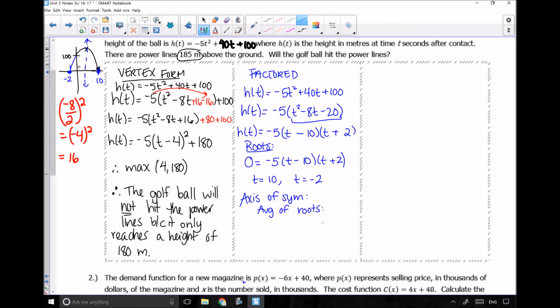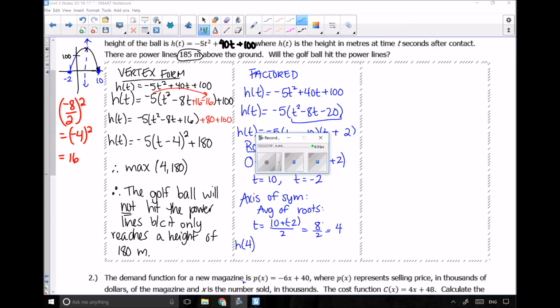Because again, if I take the average of my roots here, the axis of symmetry will be halfway in between there. So my axis of symmetry will happen at 10 plus negative 2 all over 2, or 8 over 2, which is 4. So then I need to find h of 4 to find my value when time is 4. So I'm going to plug it back into the original equation.